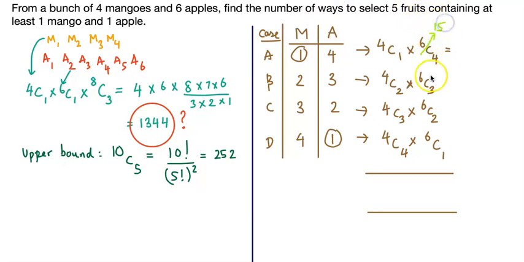6C4 is how much? 15, right? 6C3 is 6 into 5 into 4 by 3 into 2 into 1. I think it's 20. 4C2 is 6. 4C1 is 4. 4C3 is the same as 4C1, right? I'm going to change this to 1. 6C2 is the same as 6C4. So this is the same as this. So we'll calculate this and use the same number here. 4C4 is 1. 6C1 is 6.